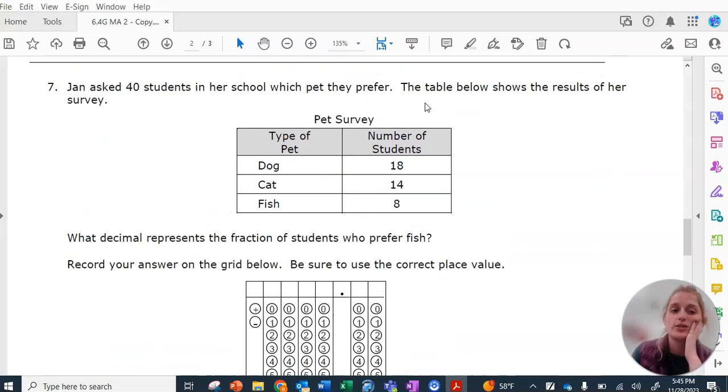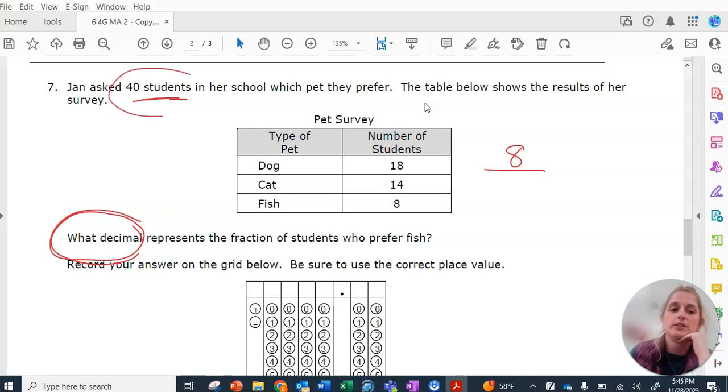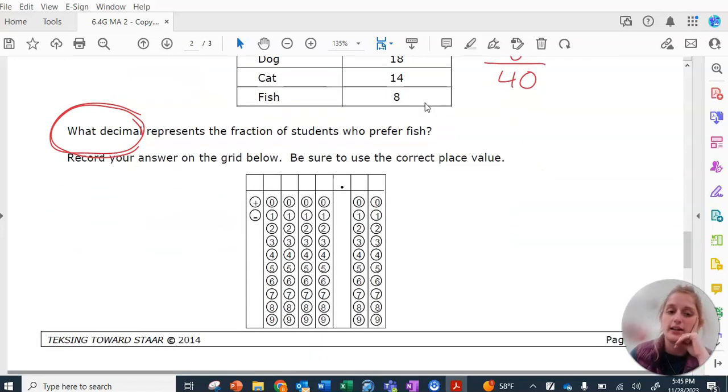Jan asked 40 students in her school which pet they prefer. The table shows the types of pets. What decimal, your answer needs to be a decimal, represents the fraction of students who prefer fish? Well, 8 kids like fish out of 40 total kids. You now need to take that fraction and make it a decimal. I do not care about this right here. You can just write it and circle it somewhere. We don't do gridables anymore because we all have computers.